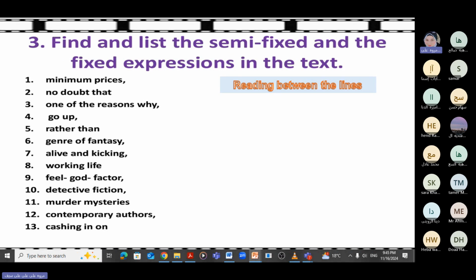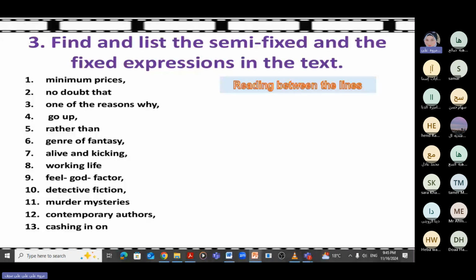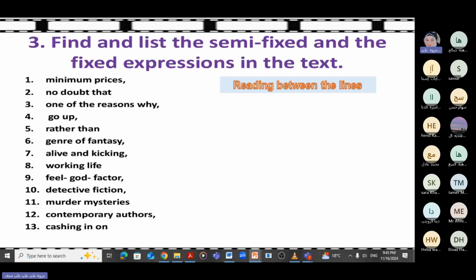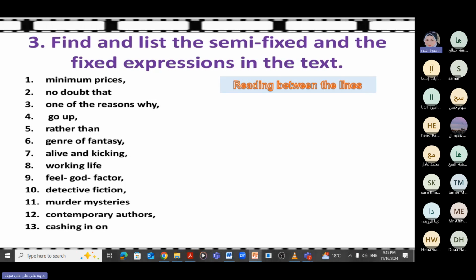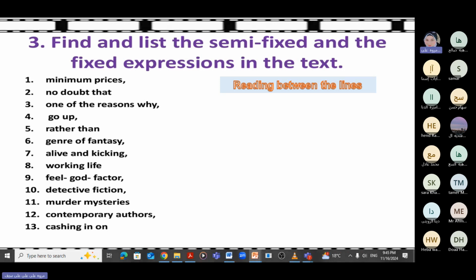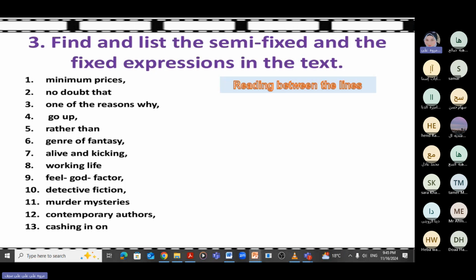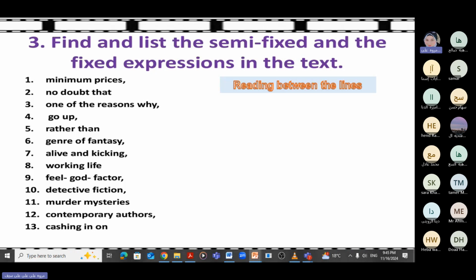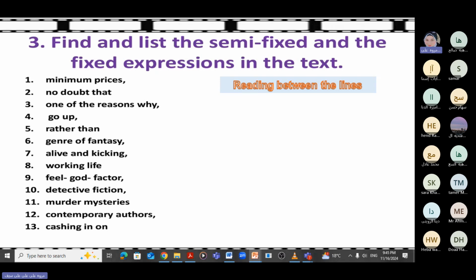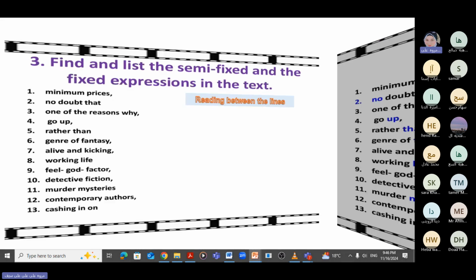Okay, time is up. I know you need more time, but for the sake of the time of the whole session, we have a lot of things to do after this. You have already thought about the answers to this task: which ones are semi-fixed and which ones are fixed? We have 13 expressions, and we have 13 marks or points for this task. So I'll show you the correct answers here.